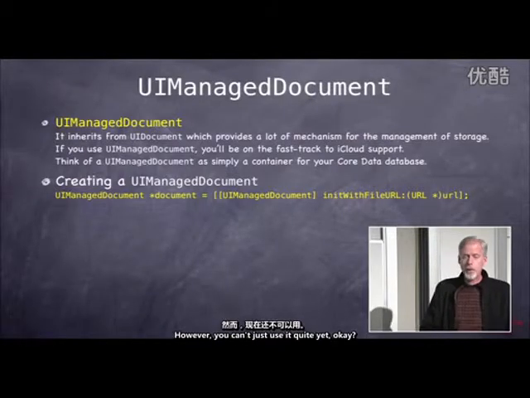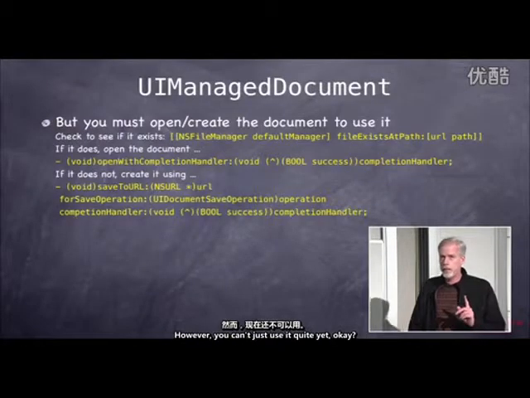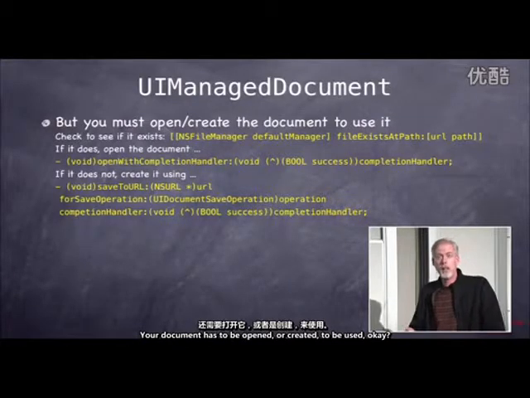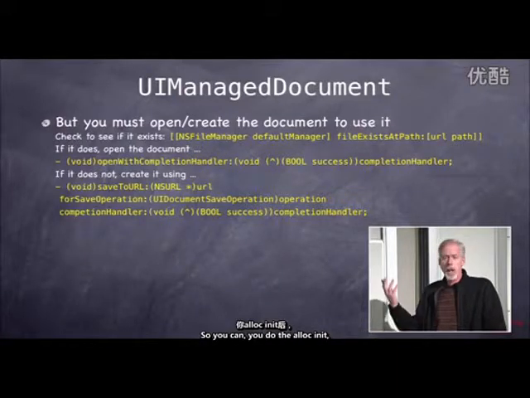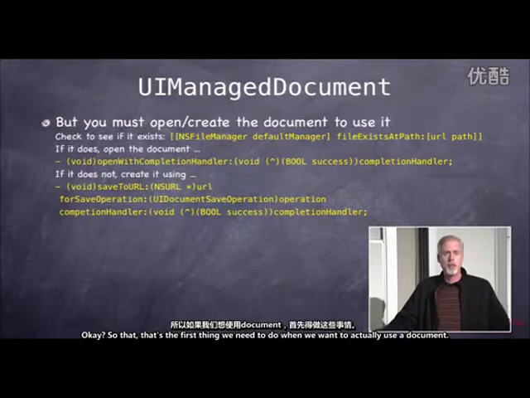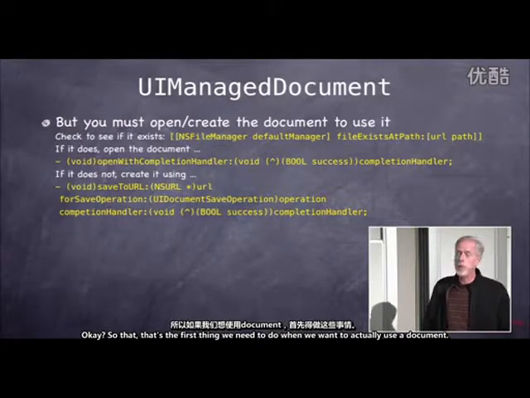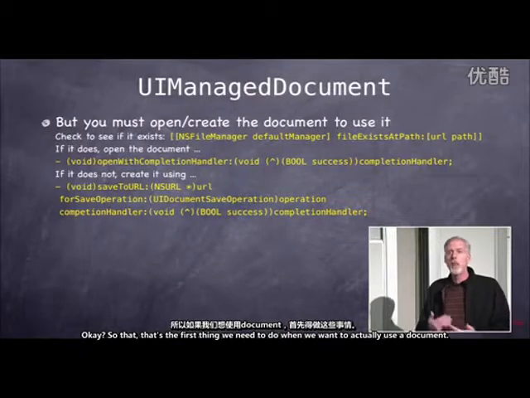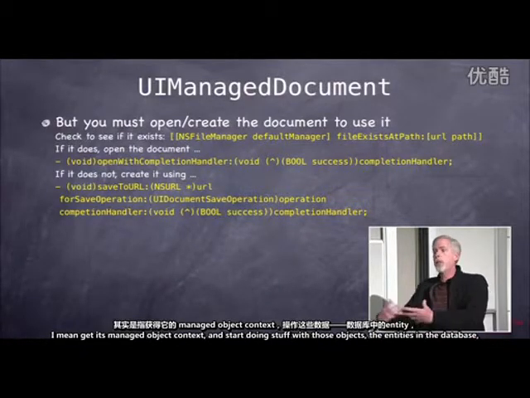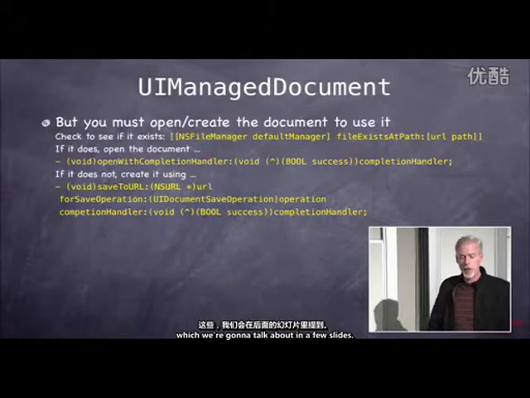You created it. However, you can't just use it quite yet. Your document has to be opened or created to be used. So you do the alloc init, but that doesn't actually open the document or create it on disk. So that's the first thing we need to do when we want to actually use a document. And when I say use a document, I mean get its managed object context and start doing stuff with those objects, the entities in the database, which we're going to talk about in a few slides.